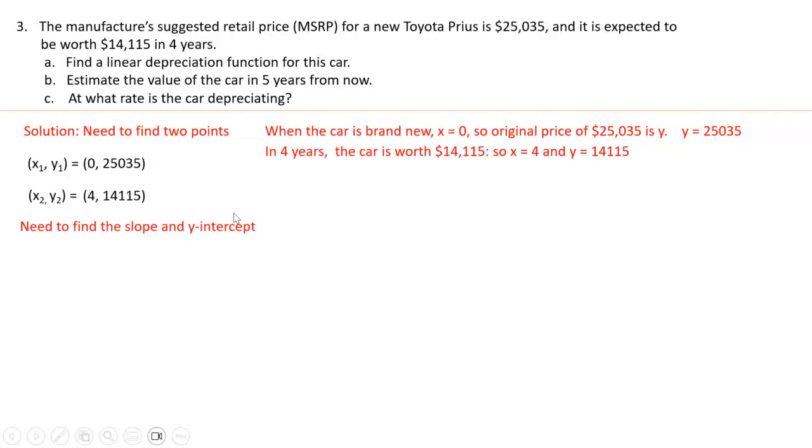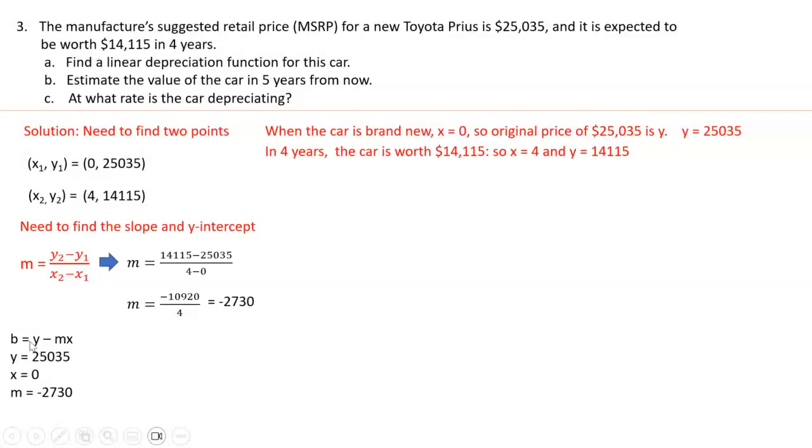Now we're going to do what we did on the first slide: find the equation of the line, for which we need to find the slope and the y-intercept. So the slope is going to be y2 minus y1, which is 14,115 minus 25,035, over x2 minus x1, which is 4 minus 0. The result is negative 10,920 divided by 4, which gives us negative 2,730. So this is my slope, negative 2,730.